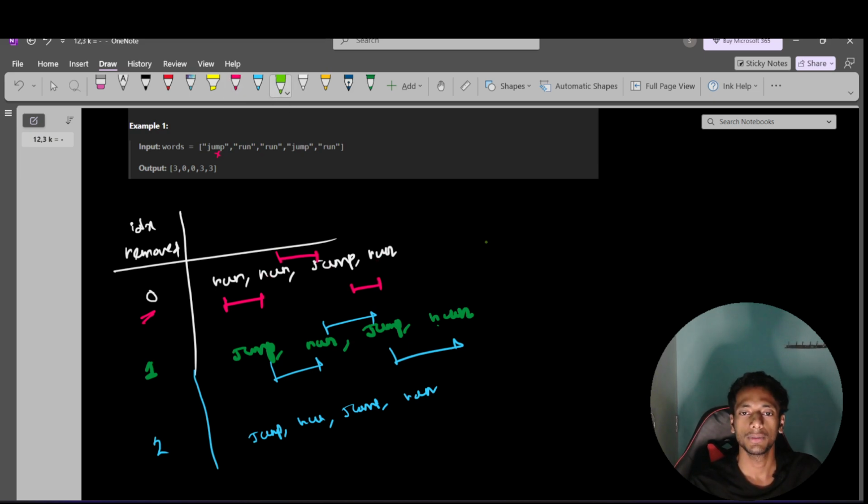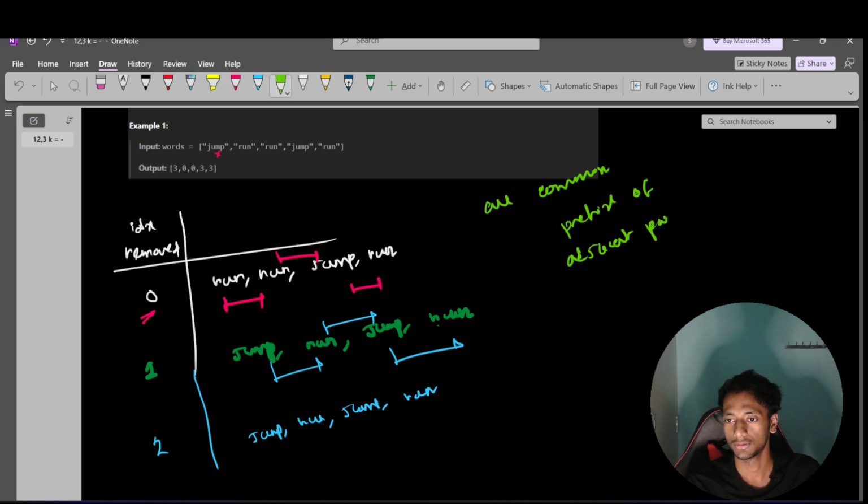Now we have to compute what? First of all, compute all the common prefixes of only adjacent pairs. Okay, adjacent pairs. So here the adjacent pairs are run and run, this is one. Another pair is this run and jump. Another adjacent pair is jump and run.